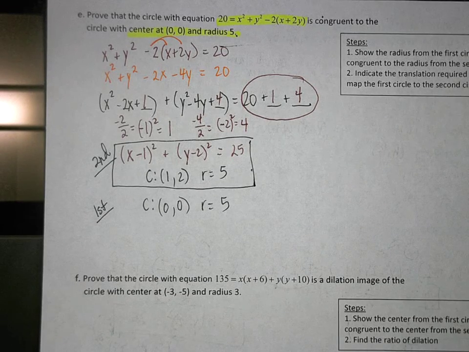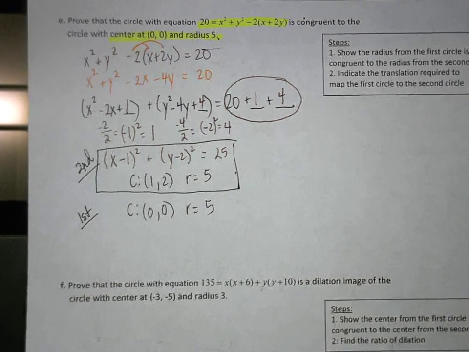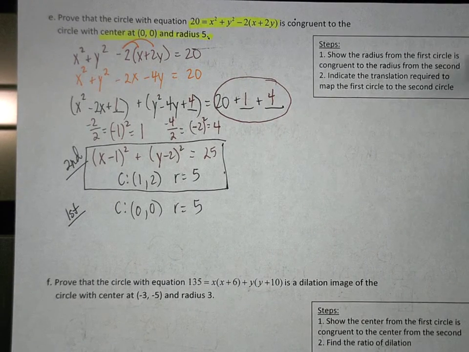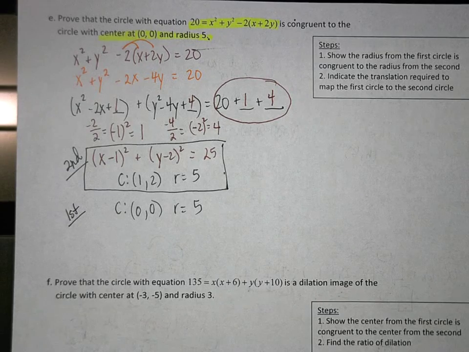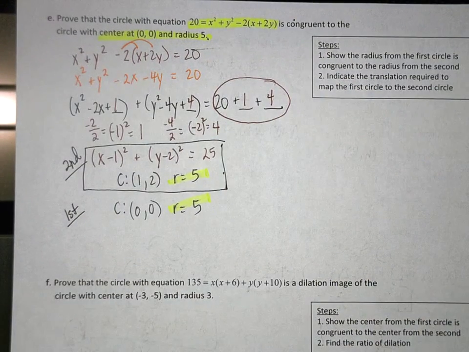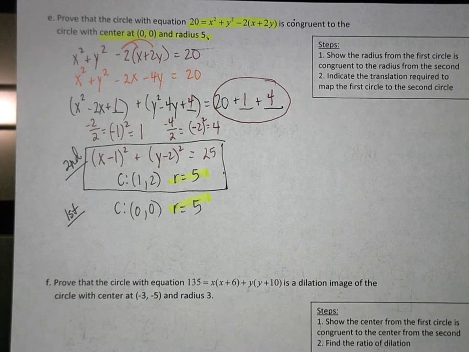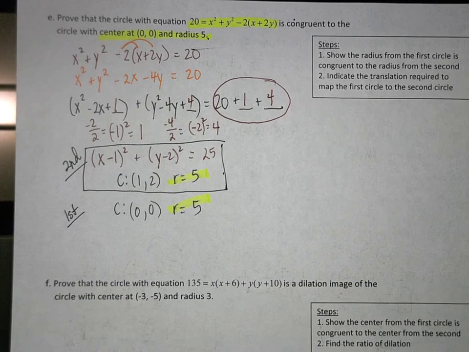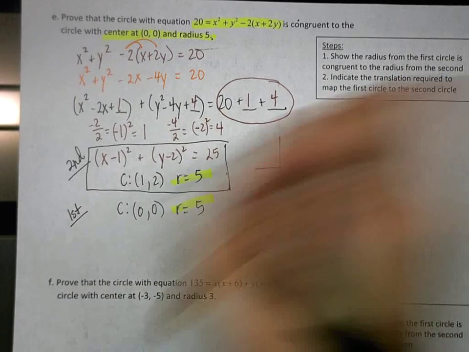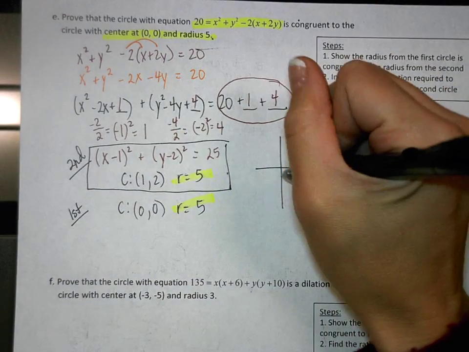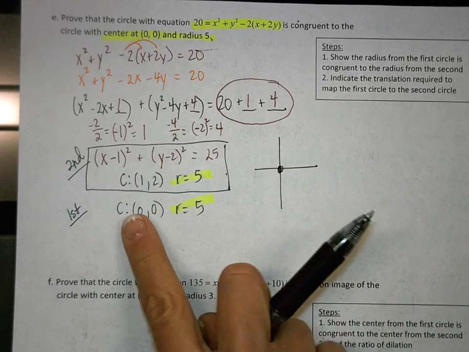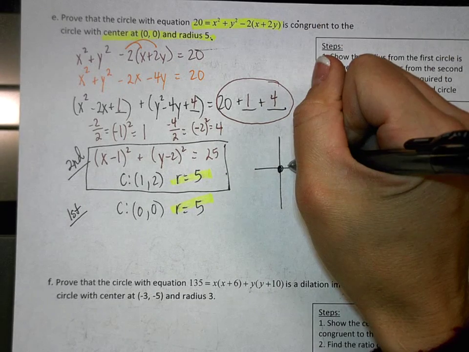And so if you look over here in the steps, it says show the radius from the first circle is congruent to the radius from the second circle. So as you can see right here, we have shown that both of the radiuses are the same. Okay, and then it says indicate the translation required to map the first circle to the second circle. And so you could draw a little graph here. My original equation here is at 0, 0, right, for my circle. The center of my second circle is at 1, up 2.